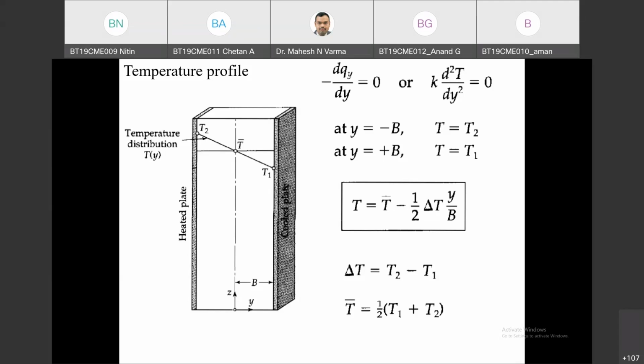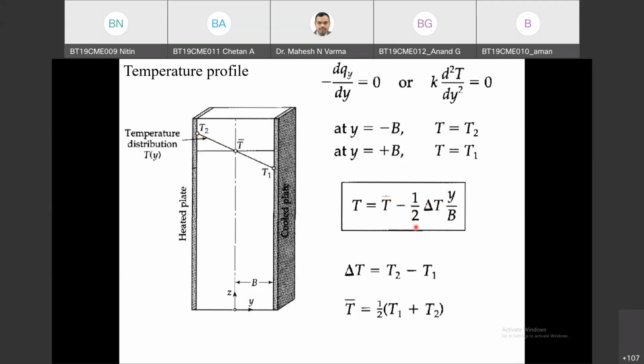So this will be a temperature profile. T equals T bar, where T bar is the average temperature and delta T is the temperature difference: T = T bar minus half delta T times y by b.